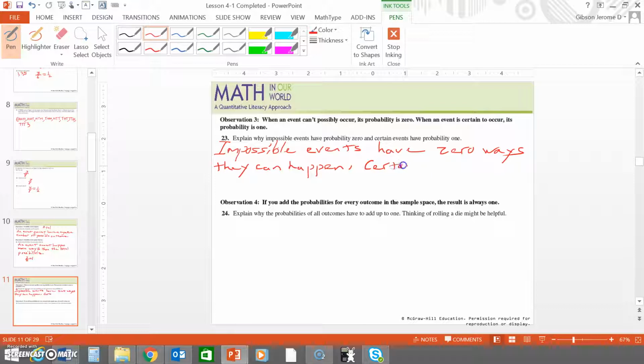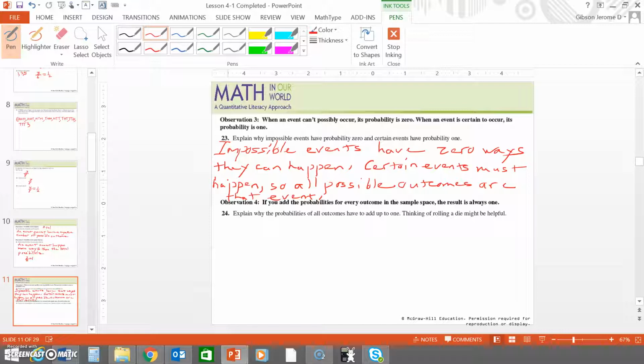There are certain events that must happen. So all possible outcomes are that event. Now that is to answer the question about having a probability of 1. Now the first one was the probability of 0, the first sentence. The second sentence was related to the probability of 1.